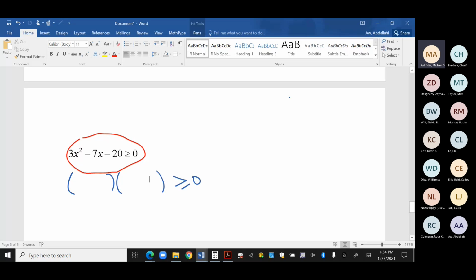Okay, so how do you factor this one? See, 3x squared minus 7x minus 20, and 3 times negative 20 is negative 60. What numbers can you use? Negative 12 and positive 5, right? So 3x squared minus 12x plus 5x minus 20. So we get 3x times x minus 4 plus 5 times x minus 4. So you get x minus 4 times 3x plus 5, right? That's how you factor this one.